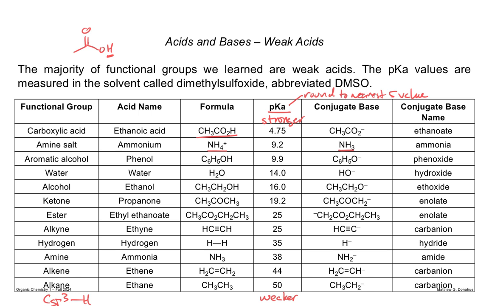So the third one is phenol. That's an alcohol attached to a benzene ring. That's about 10. So that forms phenoxide. You'll notice some of these end in -ide. And in terms of chemical nomenclature, that's usually indicative of a negatively charged species.